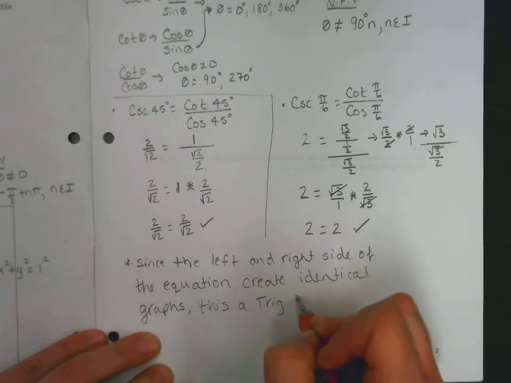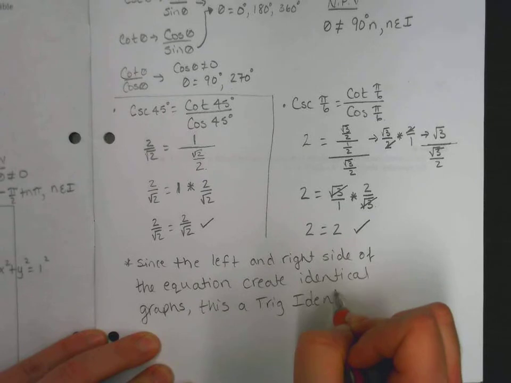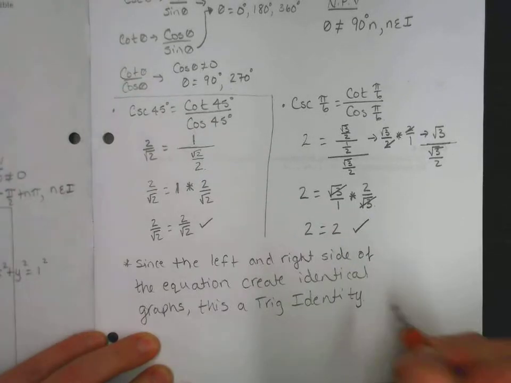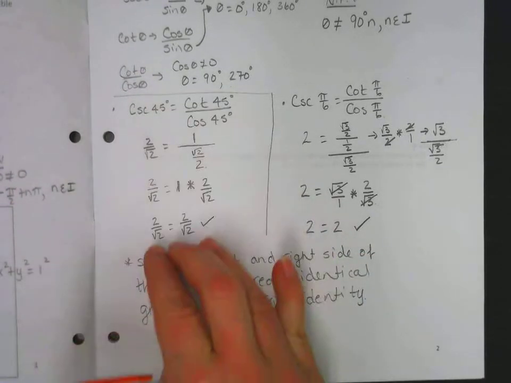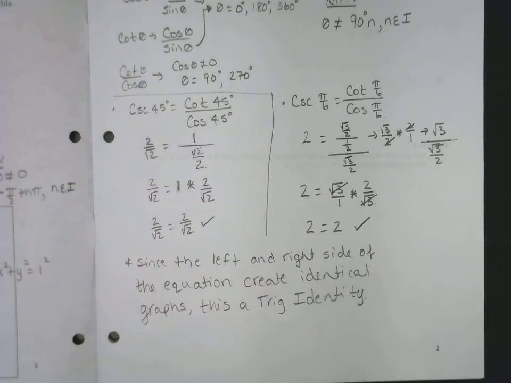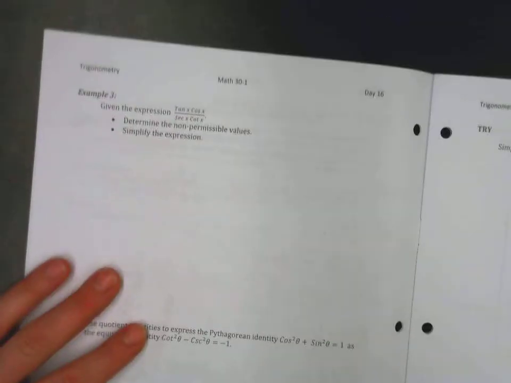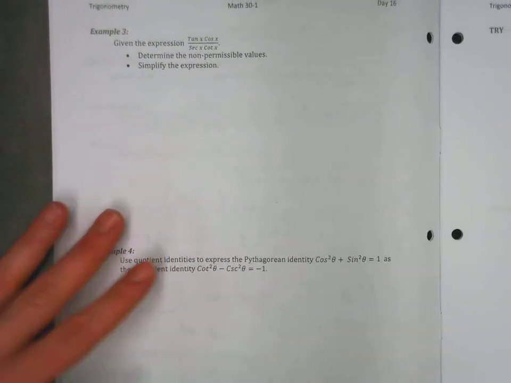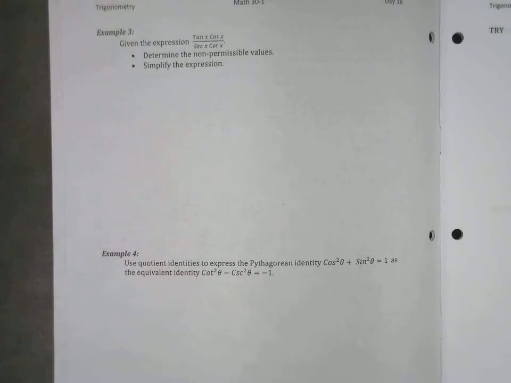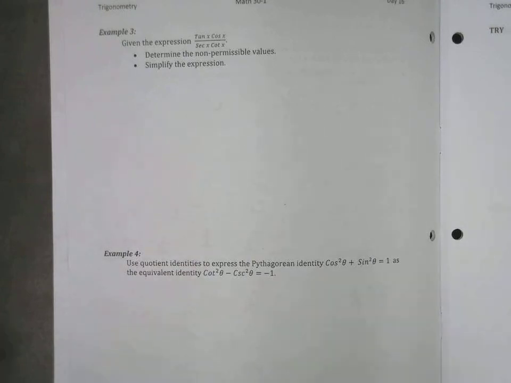All right, moving on to question number 3. It says, given the expression, determine the non-permissible values. Then it says simplify the expression. So we're just simplifying the expression. It's not an identity because we don't have an equal sign separating it. It's just an expression that we want to simplify, and usually we want to simplify into a single trig ratio.